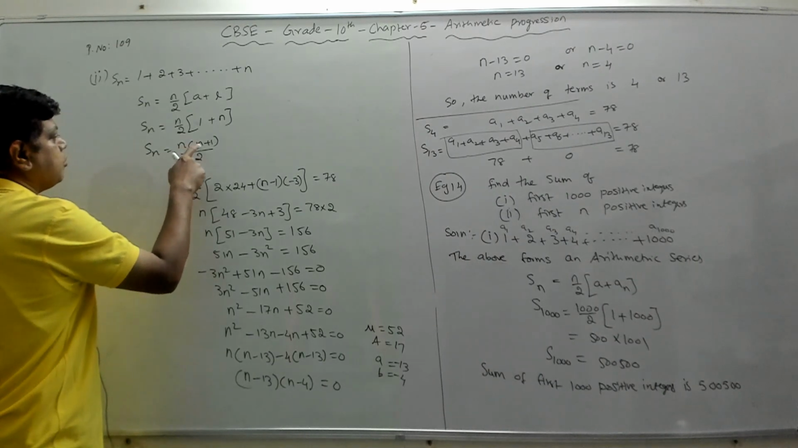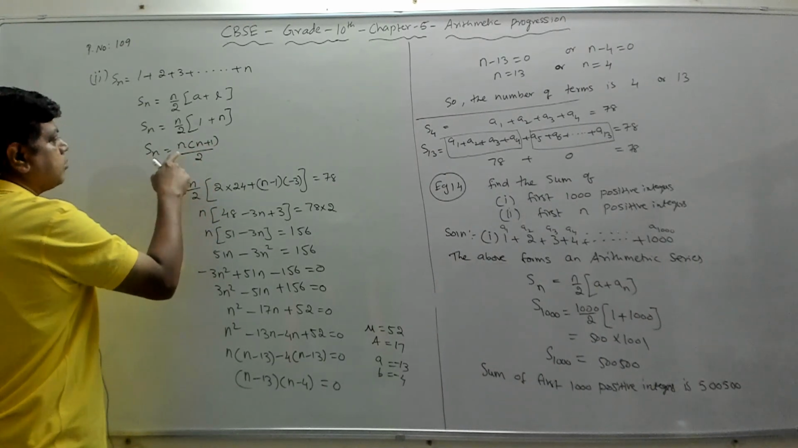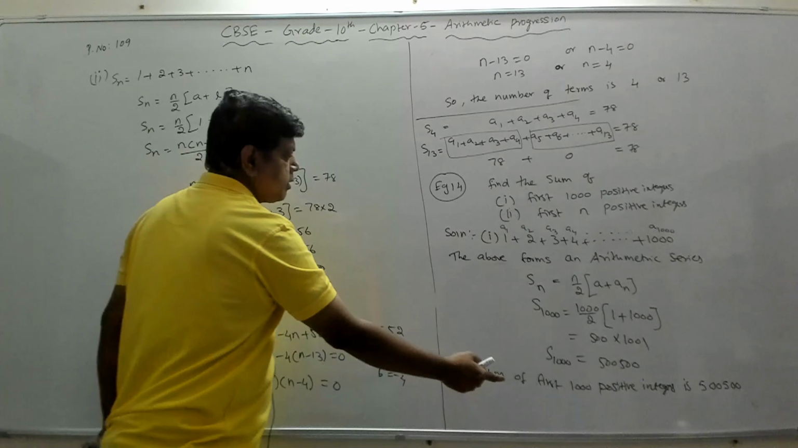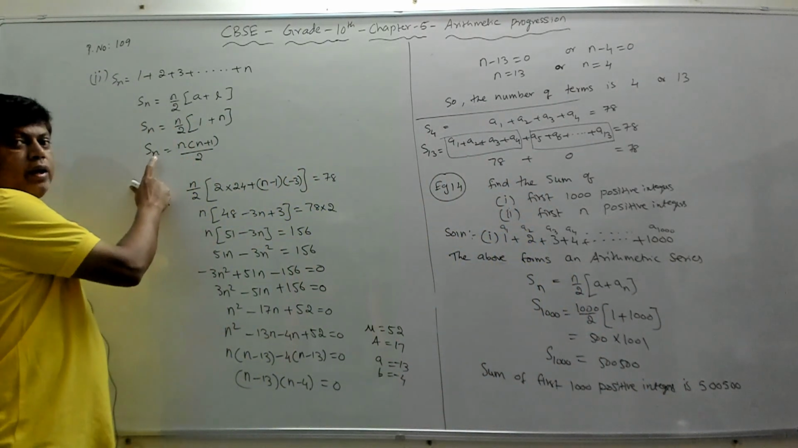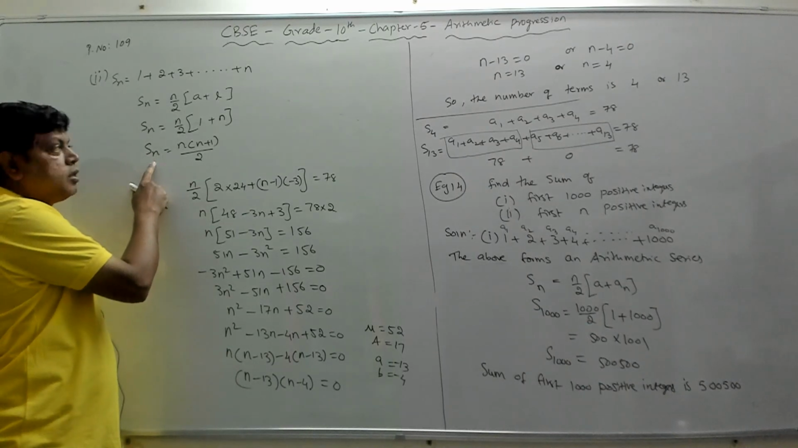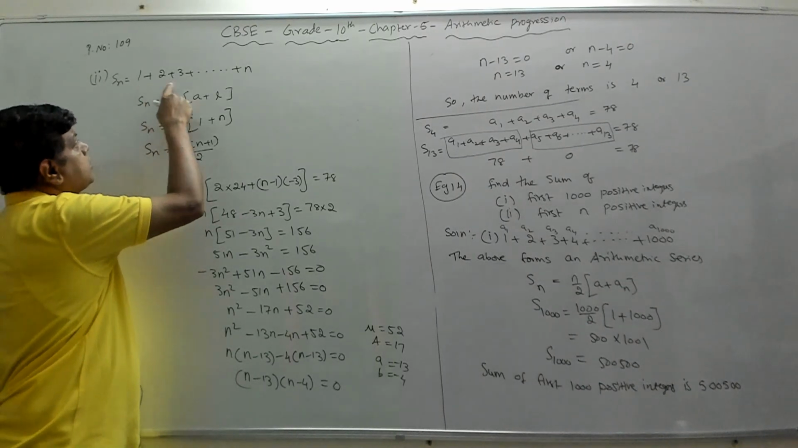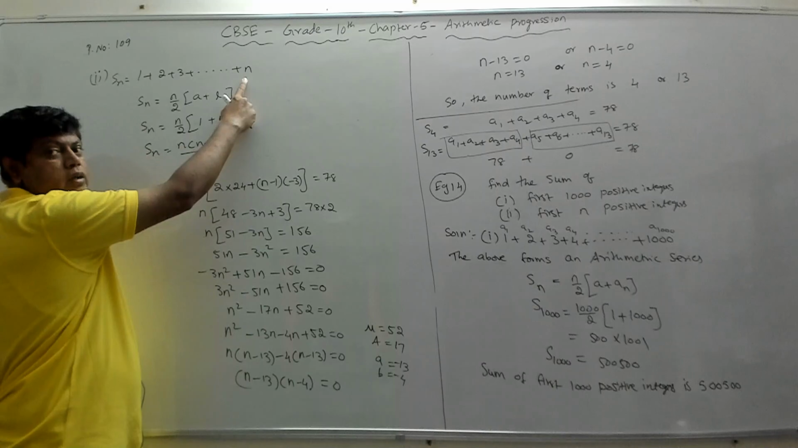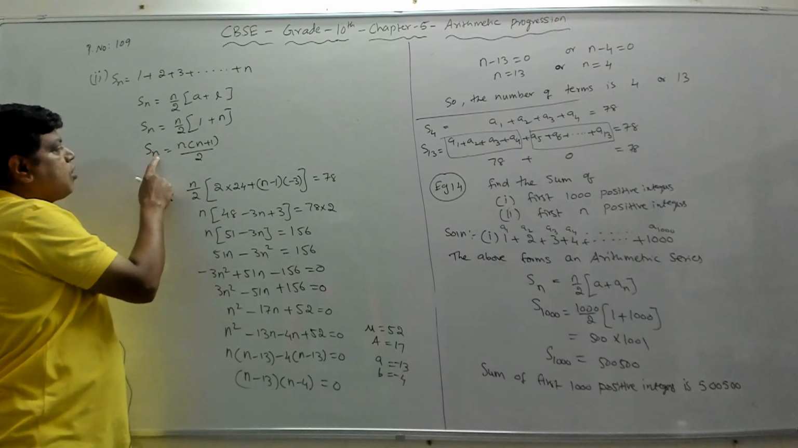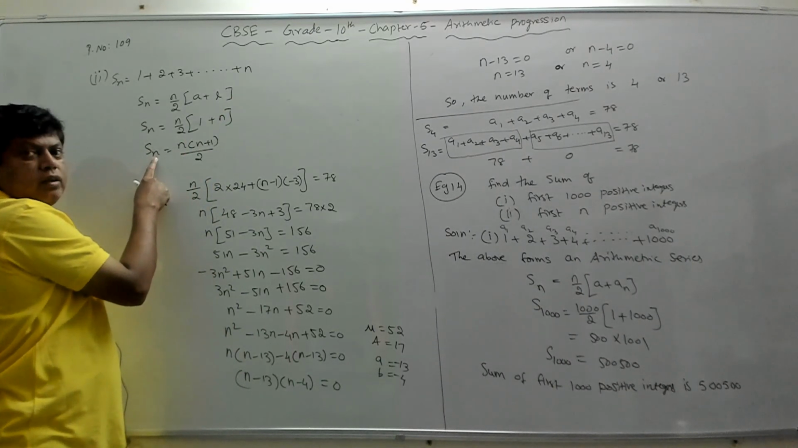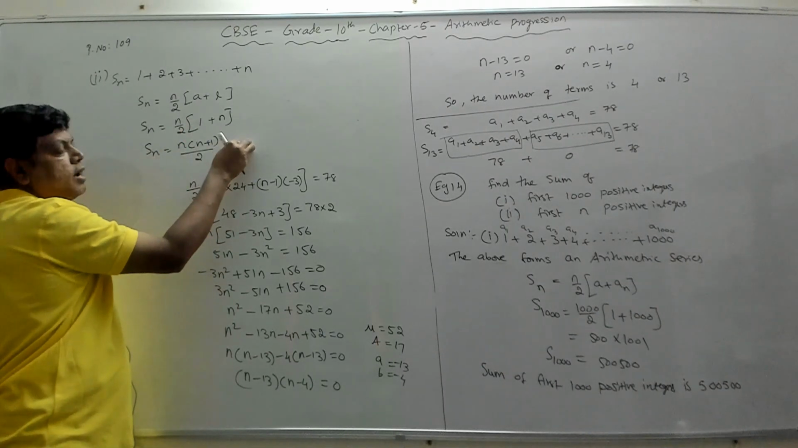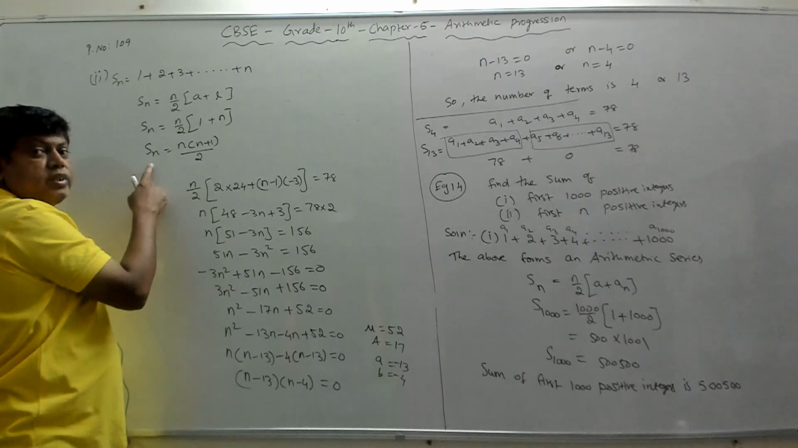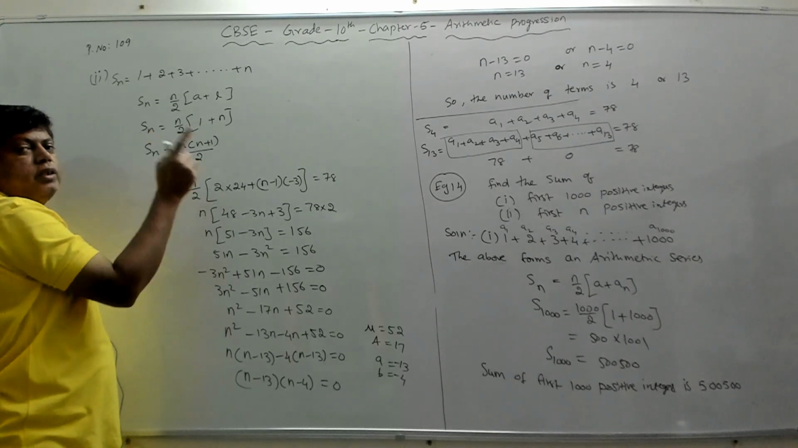Now even if you want to find S1000, you can substitute it here. You'll get 1000 into 1000 plus 1 by 2. And if you cancel this, you'll get the same answer you got earlier. So you can find it for any positive integer n. If they ask you to find the sum of the first 100 positive integers, in this formula we put n as 100, and if you substitute n as 100, you will get the answer. So that will give the sum of the first 100 positive integers.